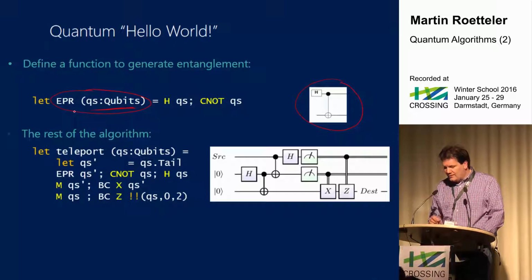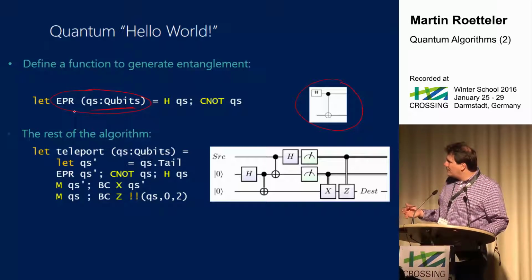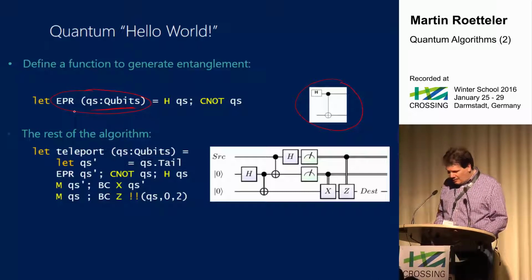And what it does then is apply a Hadamard to the first element of the list. So QS is a list of qubits. It applies a Hadamard to the first element of that list of qubits, and then a CNOT to the first two elements of the list. So you see in the circuit on the right a Hadamard followed by a CNOT, and it's rendered automatically if you choose to output it into a circuit.